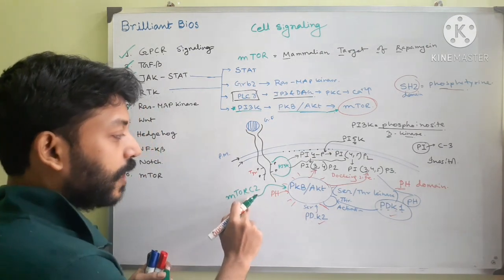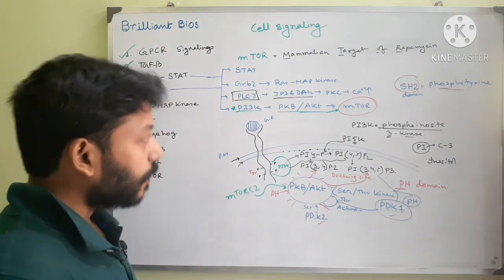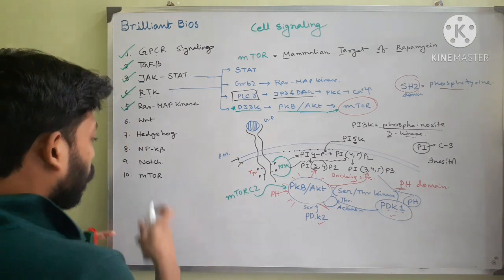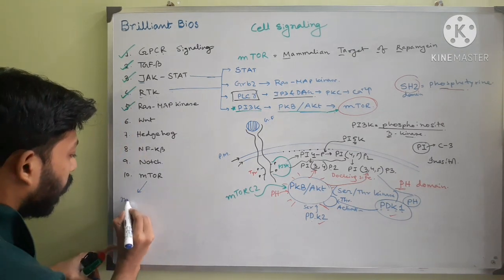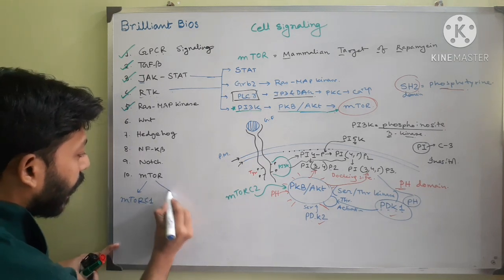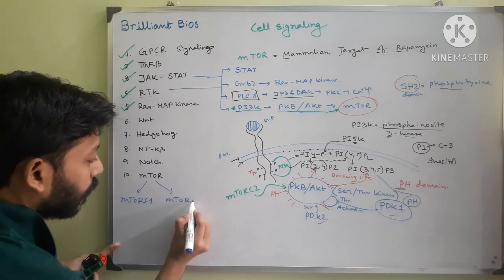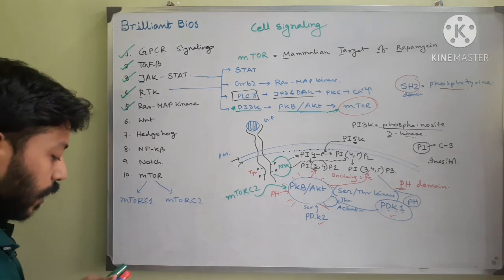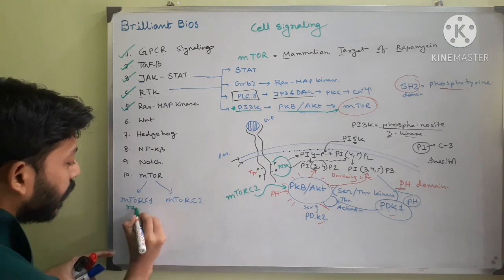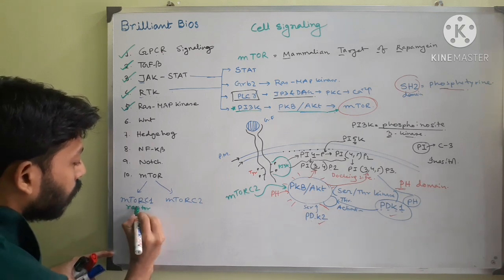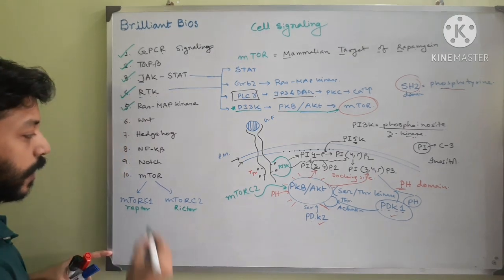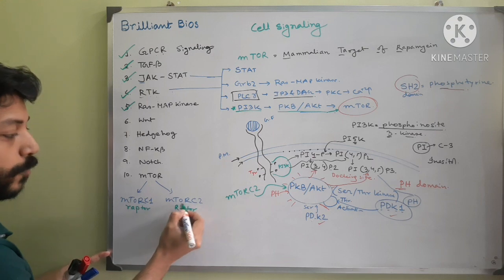mTOR C2 is a complex. This mTOR protein can be in two forms. One is called mTOR C1, that means complex 1, and another is called mTOR C2, complex 2. In complex 1, there is a protein that associates with the mTOR protein called Raptor. In complex 2, there is another protein called Rictor. When mTOR is associated with Rictor, it's called mTOR C2.